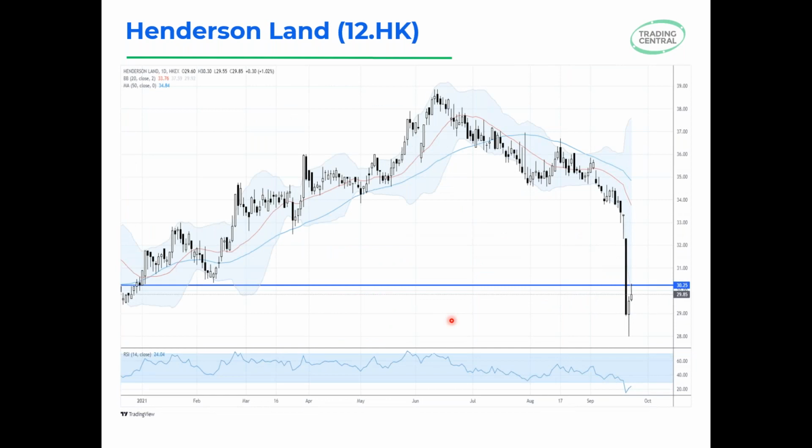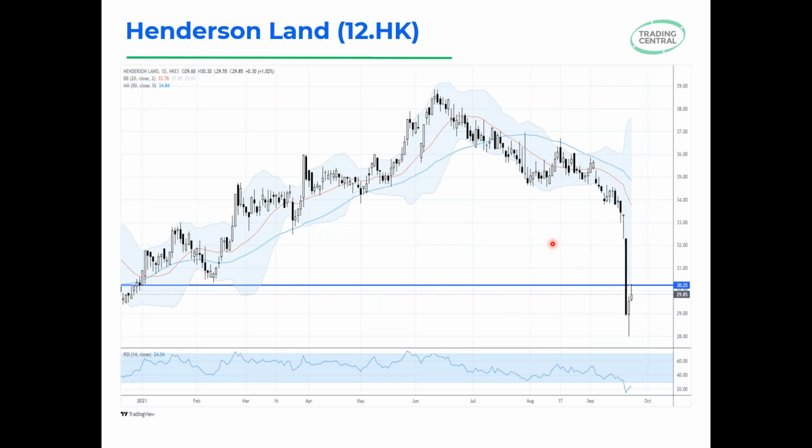This is Henderson Land, a Hong Kong local developer. You see, it should be on Monday, it dropped over 10%. And now the share price is below, all those gains for this year so far are gone. Okay, this is what we call contagion fear.